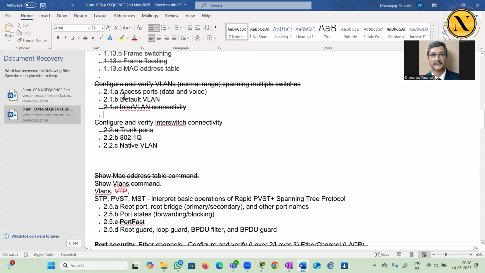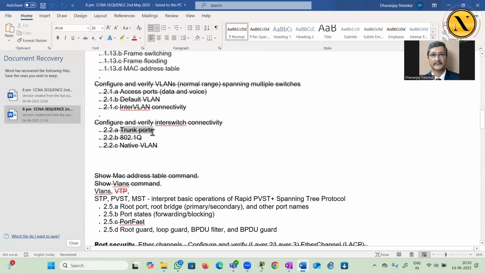Spanning multiple switches. Access ports is where we have end users, right? Switchport mode access, switchport access VLAN, whatever number. And default VLANs, we know VLAN 1, 1002, 1003, 1004, 1005. They're default. And native VLAN is by default VLAN 1, right? All the management traffic goes through it. STP, BPDUs, hello, all these things, right? CDP, hello, whatever. And inter-VLAN communication we have done.